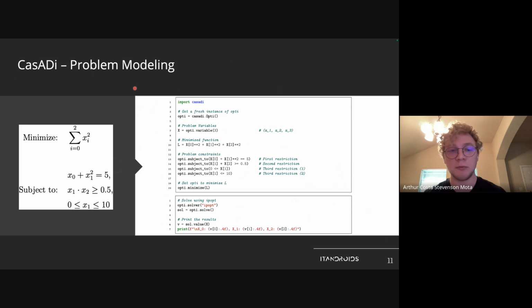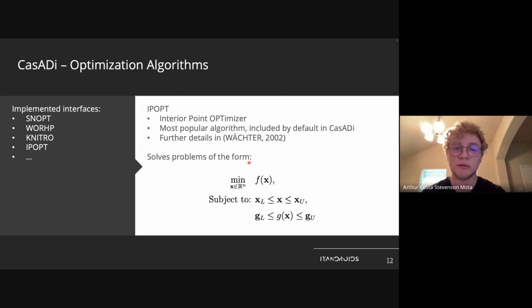Here is an example of problem modeling using CasADi. I want to model this objective function, and I want to optimize it subject to this set of constraints. So you can see here on the right that it is very fast to do this. You just set the variables here, explicit the minimize function, set the constraints, set it to minimize, and then choose a solver. So CasADi has a lot of different optimization algorithms or a lot of different solvers.